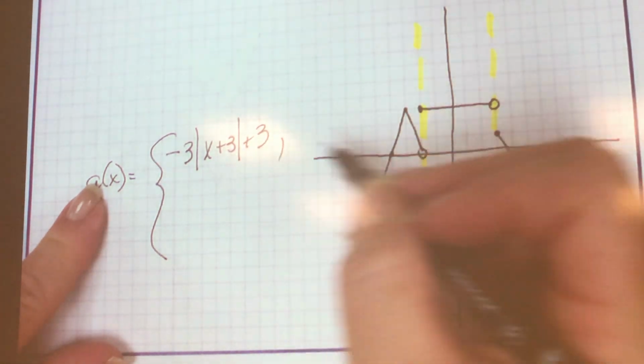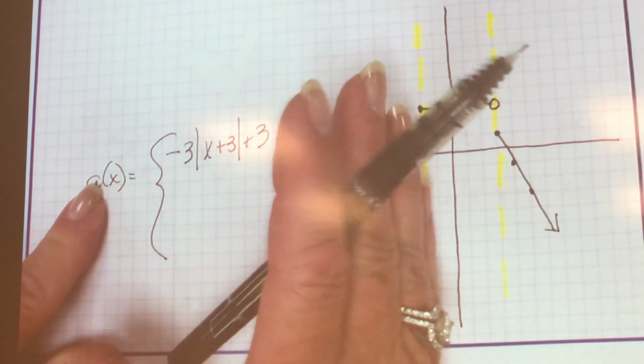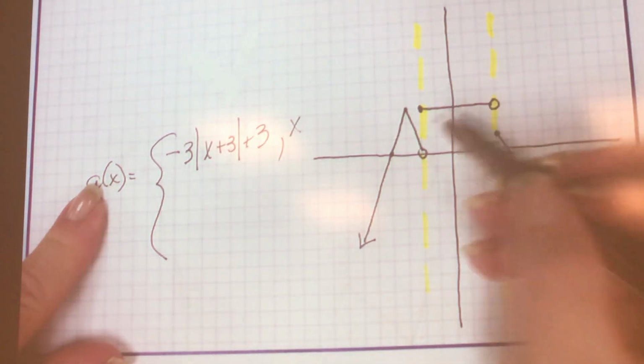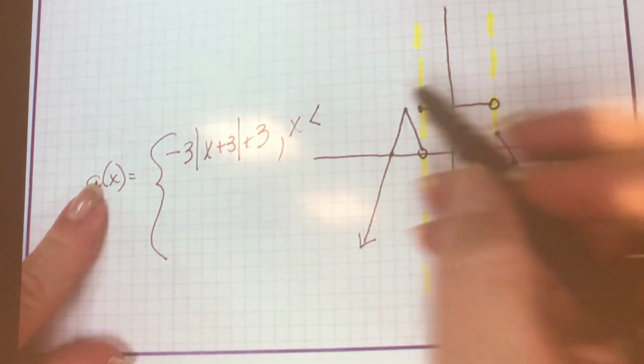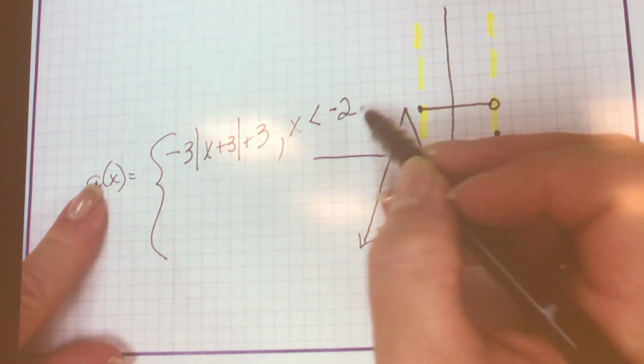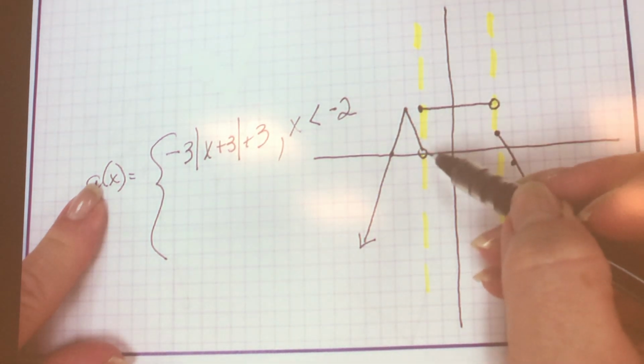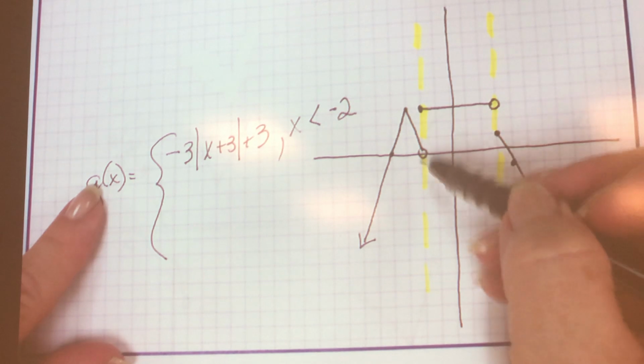Where does this thing exist? Where the x's are what? Less than -2. Less than or equal to? Oh, wait, no. It's just less than. Okay, so that's my open dot.